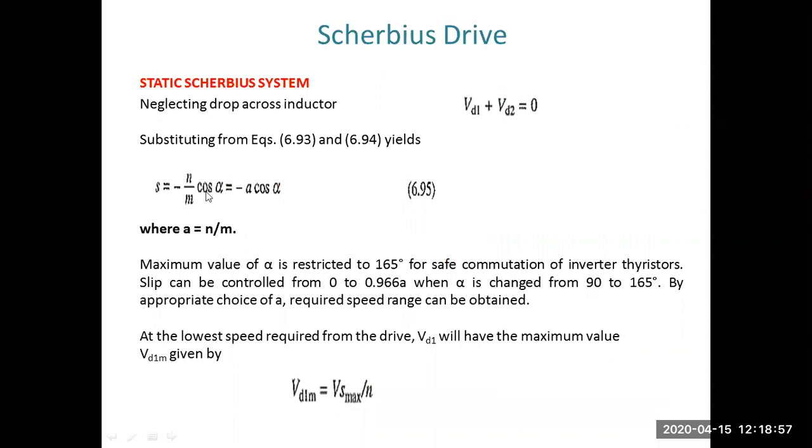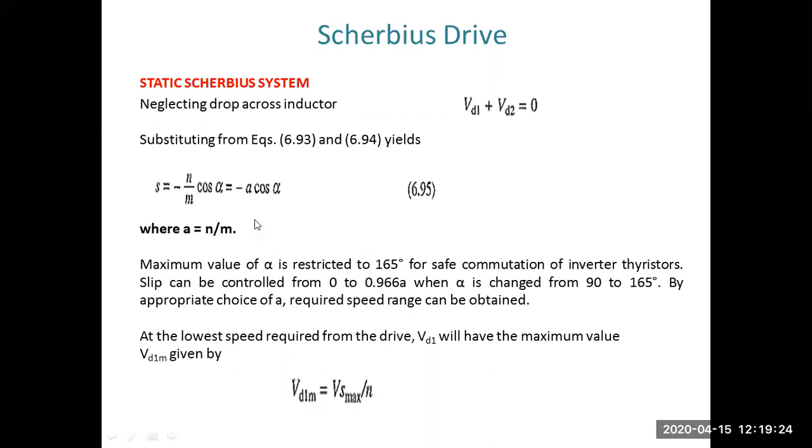Now this n upon m is termed as small a, and this is alpha. Both are not the same; this is a and this is alpha, so they are different things. And a is the ratio of n upon m. So this is the expression of slip. Slip is equal to minus a cos alpha.